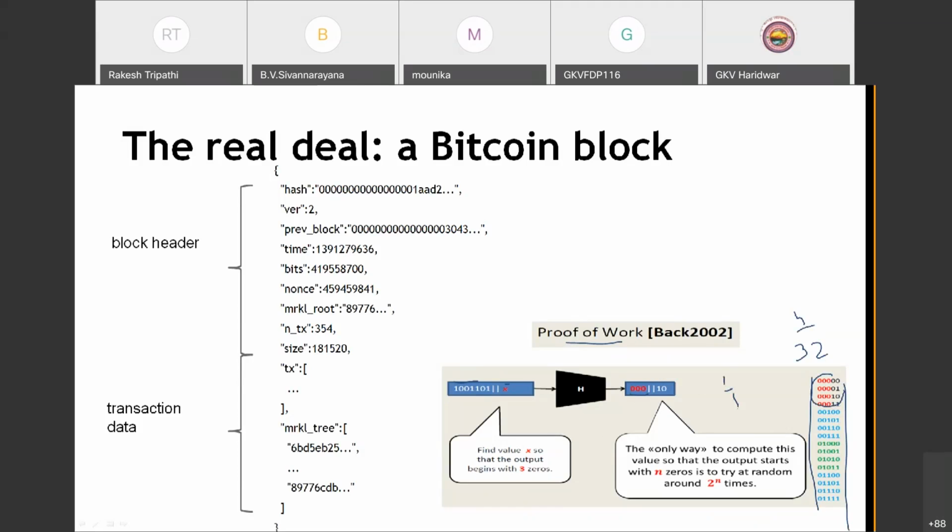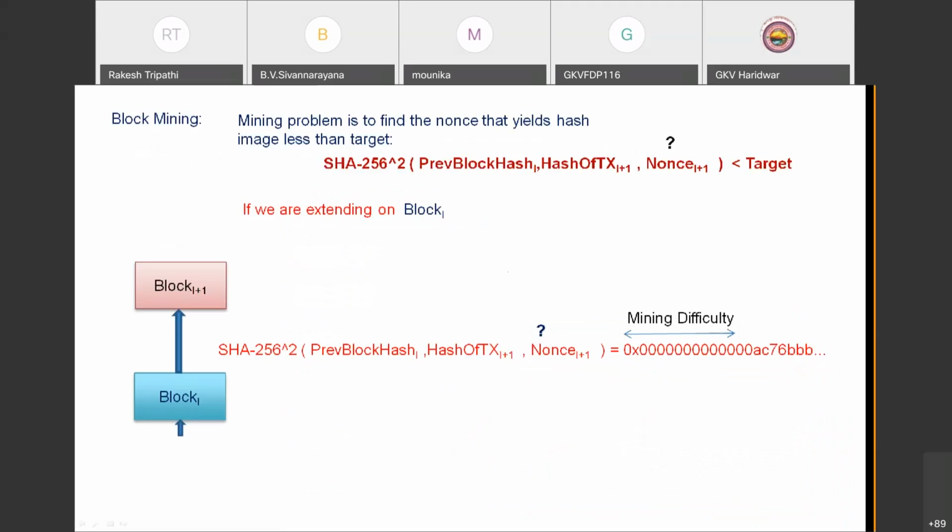So if I do a hashing, I try any number, what is the probability that I get a hash that starts with 000? It's 1/8. So in the worst case, you have to try 8 times, 2 to the power 3 times, so that you get an X that gives a hash starting with 000. What happens in a blockchain?